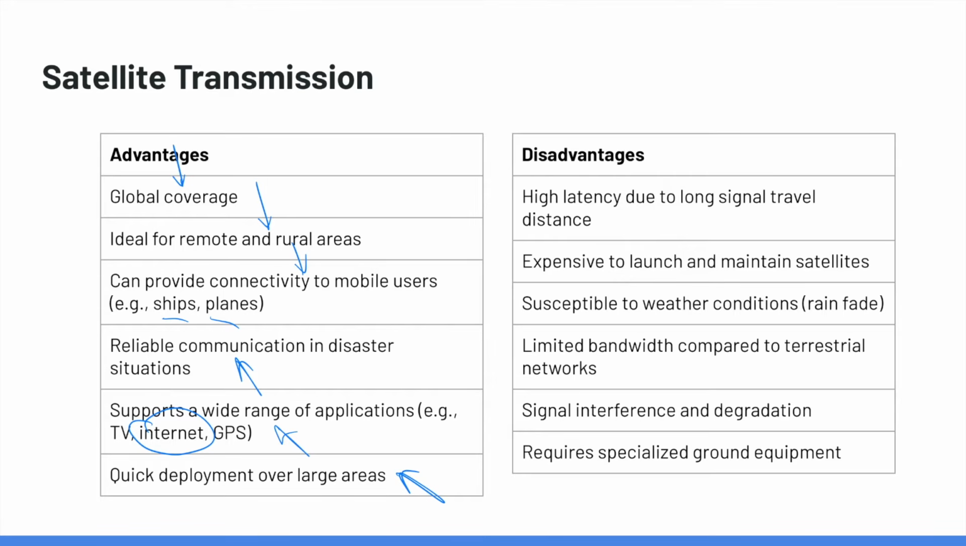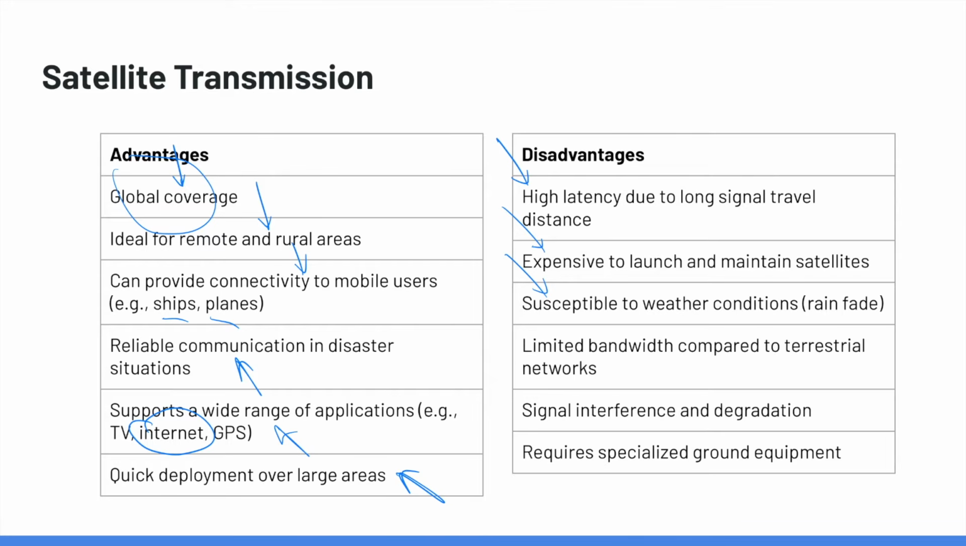So satellite transmission has a high latency due to a long signal travel distance, so it's generally going to be slower than some sort of wired connection or a Wi-Fi connection. It's very expensive to launch and maintain satellites. You need a pretty substantial satellite network to achieve global coverage. It can be susceptible to weather conditions, so you're basically accessing a signal from space.